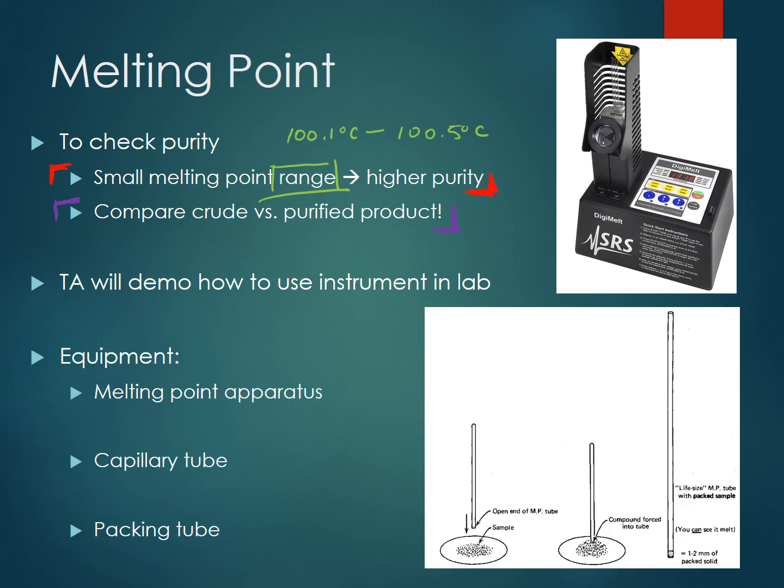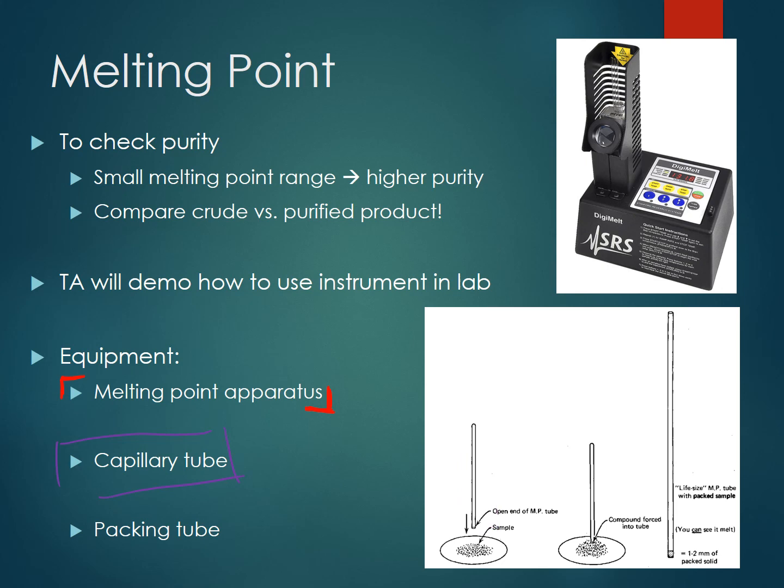But how do we actually prepare our samples, or what do we need to run a melting point? You're going to need the actual instrument itself, and that's fine. You probably figured that out, right? You're going to need a capillary tube, and your capillary tube is basically this guy over here in the photo there. Your capillary tubes are just these glass tubes that have an open end on them, and you're going to have to pack your sample into that.